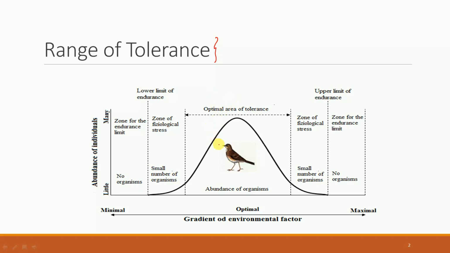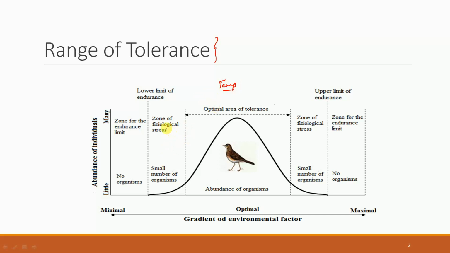Here you should know that this range of tolerance is different for different organisms. So for one particular organism, say in this case a bird, for one particular environmental factor, for instance temperature, there is one zone where the maximum number of these bird species are going to be found.